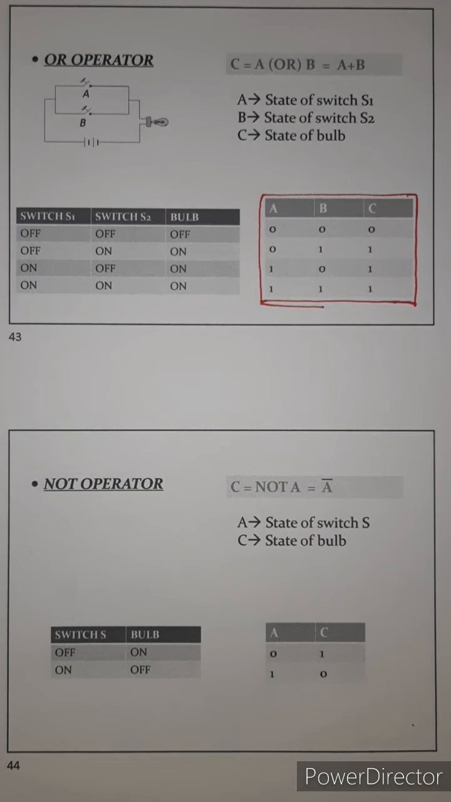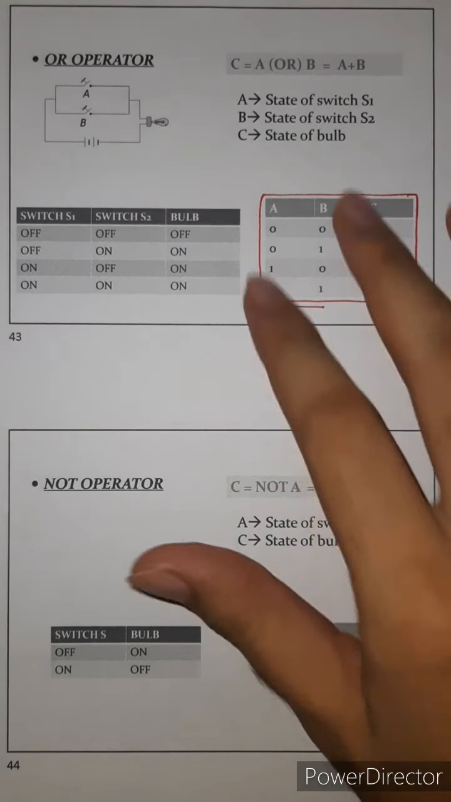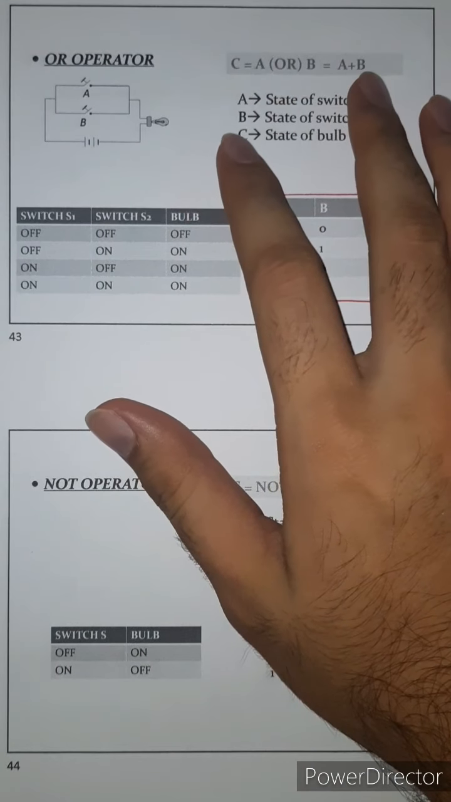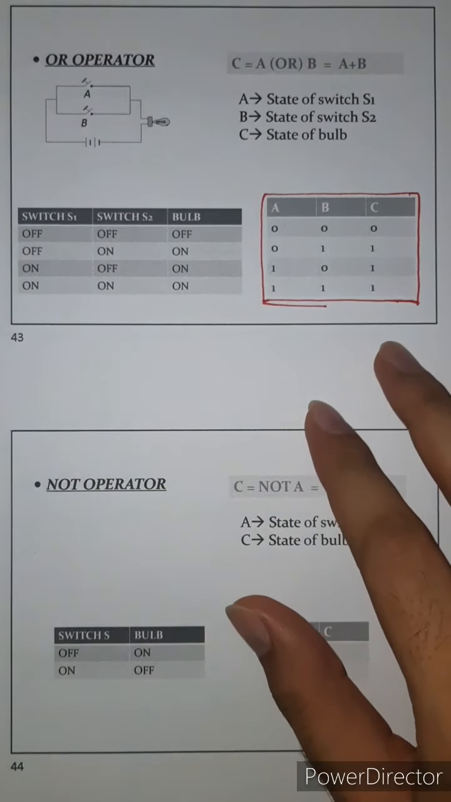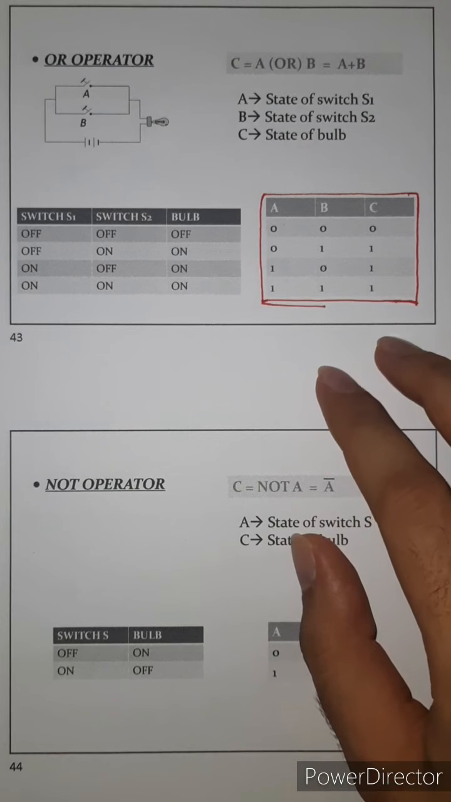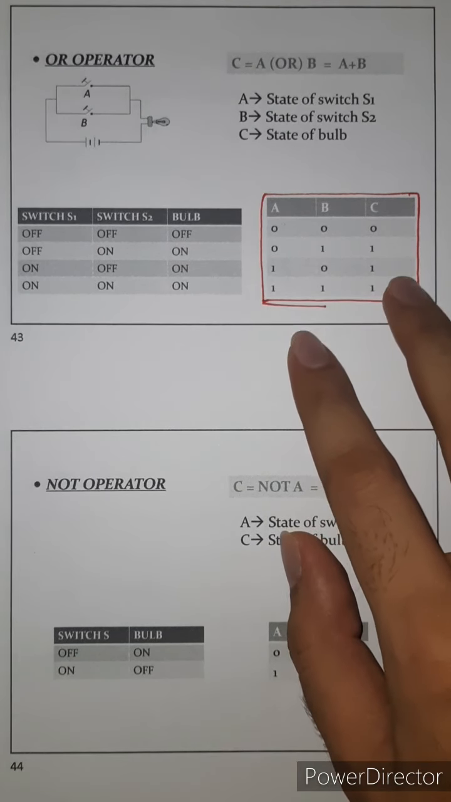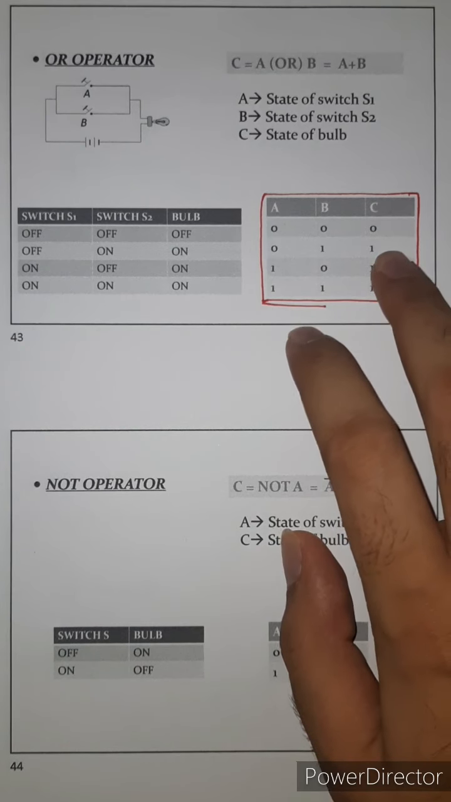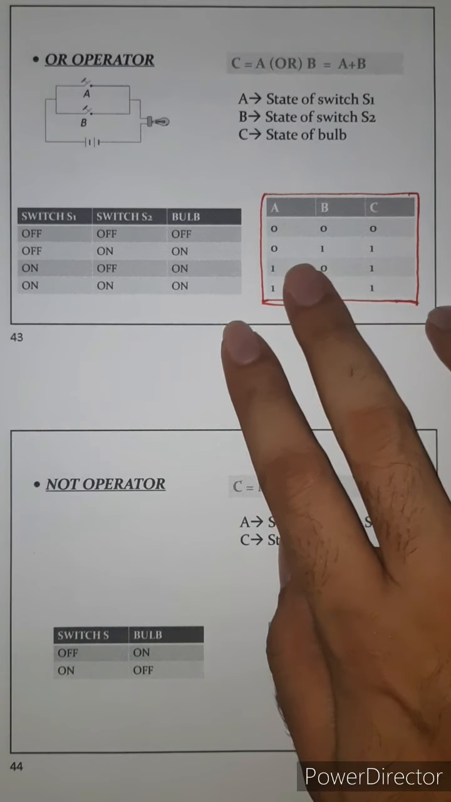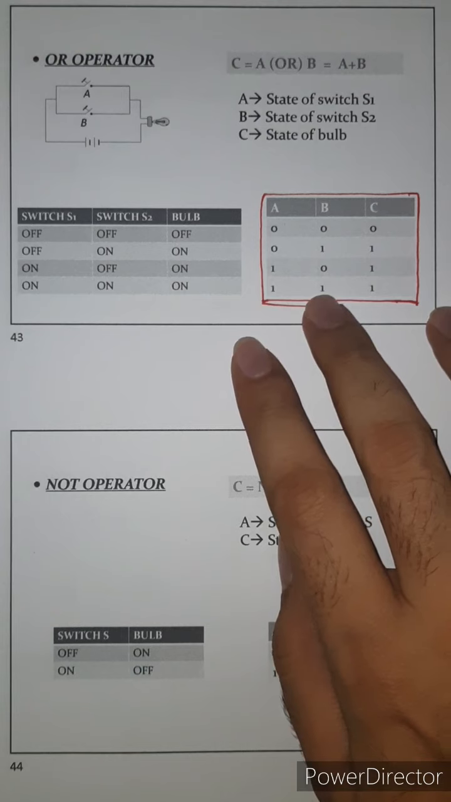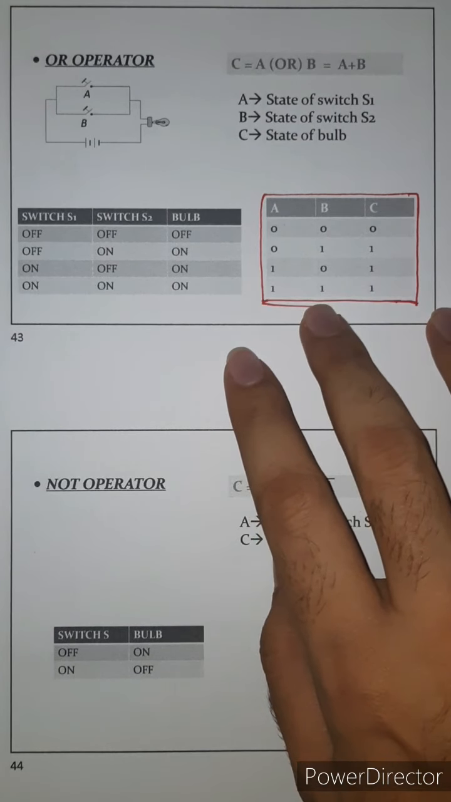Next important operator in case of Boolean algebra is the OR operator, which is represented by C is equal to A or B. As you can see from the truth table, the value of C or the final result or the final logical variable evaluates to 1 if either A or B or both are equal to 1.